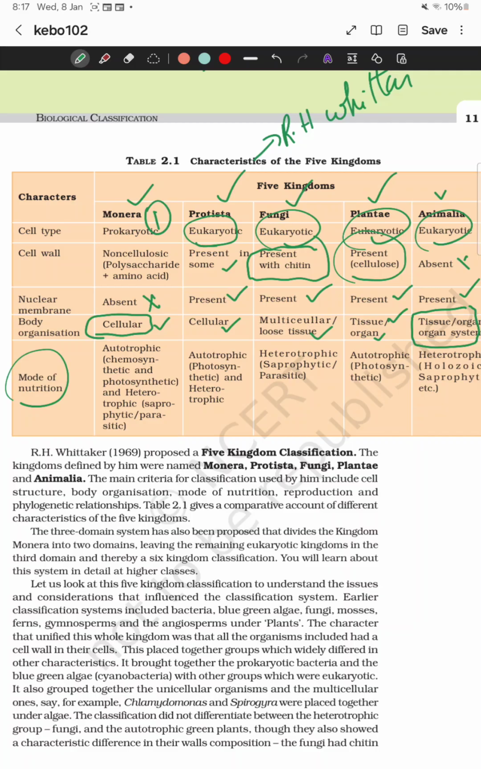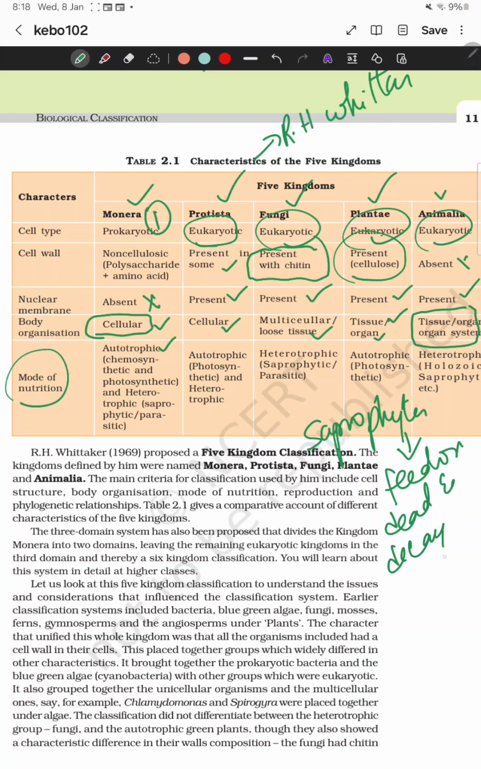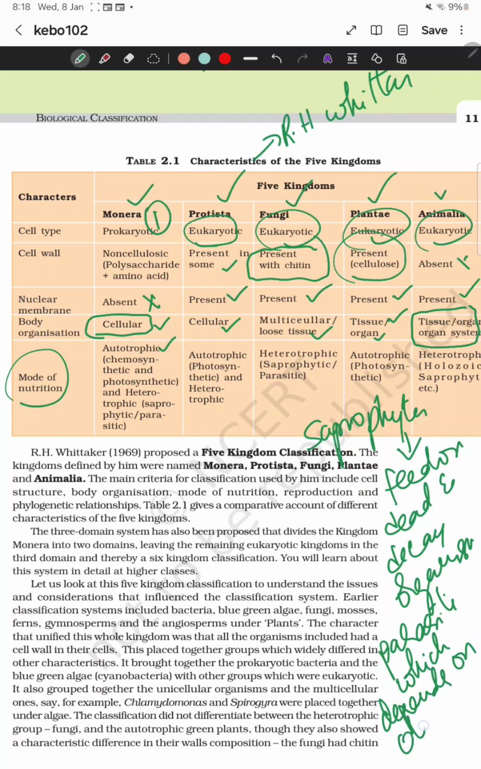Modes of nutrition can be autotrophic, chemosynthetic autotroph, photosynthetic and heterotrophic. Saprophyte. What are saprophytes? Saprophytes are those which feed on dead and decaying organisms. Parasites are those which depend on or develop on other organisms.